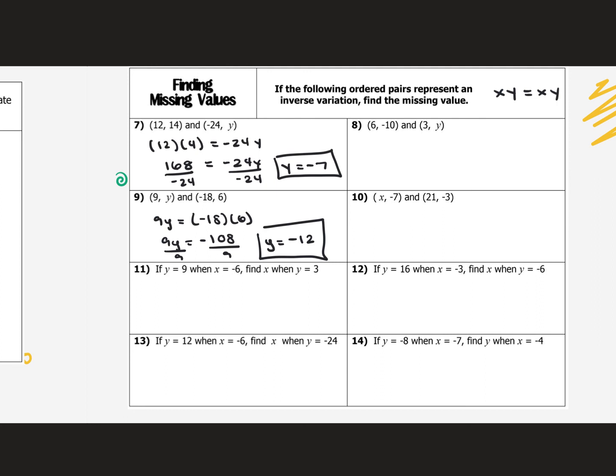All right, same as direct variation. Instead of giving us ordered pairs, it just shows us what x and y are equal to. So it says if y is equal to 9 when x is equal to negative 6, find x when y is equal to 3. So again, I have 9 times negative 6 is equal to 3 times x. Negative 54 is equal to 3x. Divide both sides by 3, and we get x is equal to negative 18.